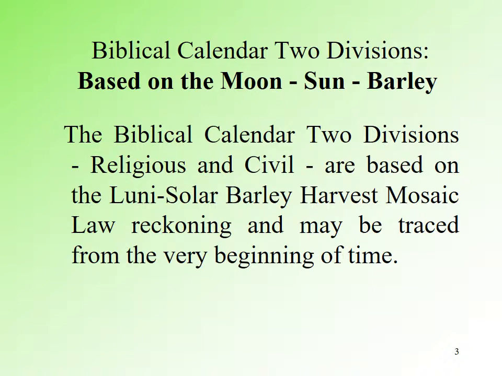The biblical calendar, 2 divisions, are based on the moon, sun, and barley. The biblical calendar, 2 divisions, religious and civil, are based on the Luni-Solar barley harvest Mosaic law reckoning and may be traced from the very beginning of time.